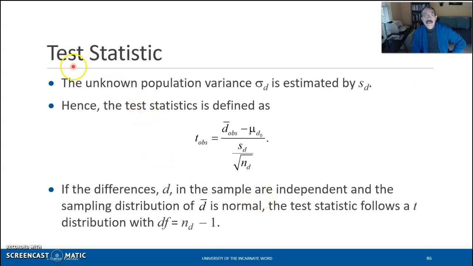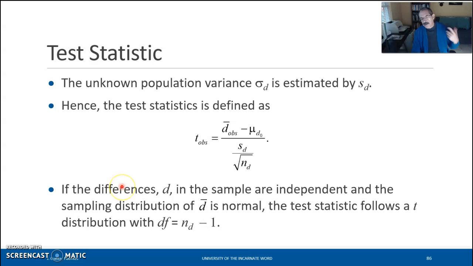For the test statistic, again, we do not know the variance of the population of differences. So we're going to use the sample estimate, S sub d, of these differences, and we're going to replace it into the test statistic. So now the test statistic is defined as the sample average of differences from the sample minus the mean of the differences from the null hypothesis, divided by the standard deviation of the differences divided by the square root of the number of differences.